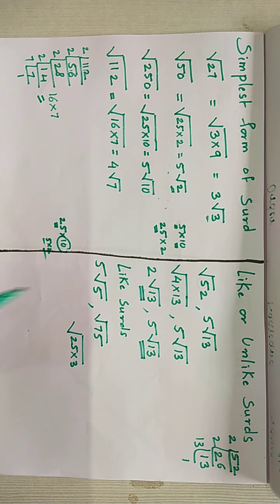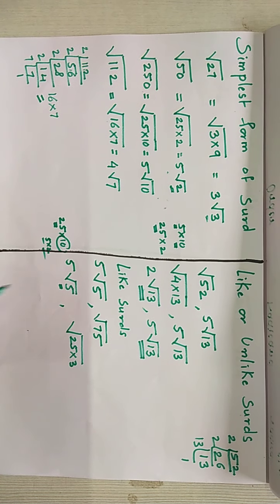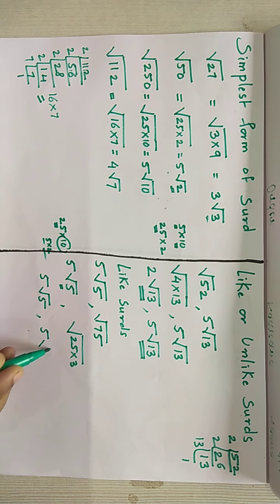75 can be written as 25 threes, and 5 root 5 is already in the simplest form. We cannot make it any smaller, right? So 5 root 5 is already in the simplest form, and 75 can be written as 25 threes. So this will be 5 root 5 as it is, with a comma sign. The square root of 25 will be 5, and inside the square root 3 will be there.